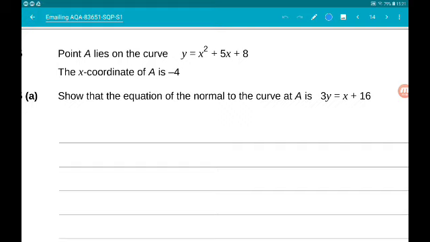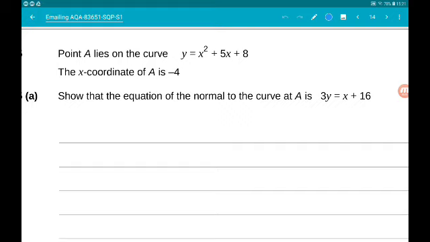Okay, 15a. Point A lies on the curve y equals x squared add 5x add 8. Point A has x coordinate minus 4. We want to show that the equation of the normal to the curve at point A is 3y equals x add 16. So 5 marks, big question. So a normal is a line perpendicular to a curve. So what we're going to need to do is find the gradient of the curve. And then from that we can find the gradient of the normal and find the equation.